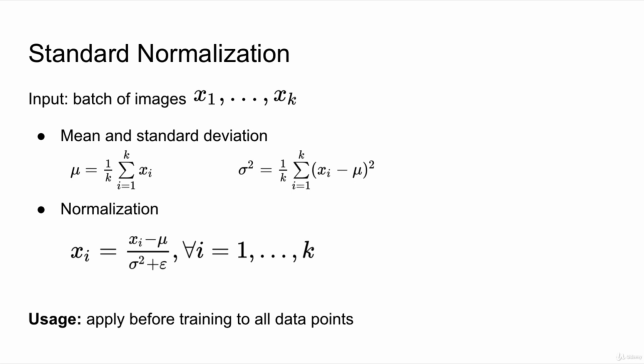Usually, normalization is performed in the way where we make our data zero-centered, that is, with a zero mean and also with a standard deviation equal to 1. In order to do it, we should first pre-compute the mean and standard deviation for each feature before training. After that, we subtract the precomputed mean and divide by the precomputed standard deviation. Note that we add some small epsilon to our standard deviation in order to avoid division by zero. This normalization is applied before training to all data points, including train and test objects.